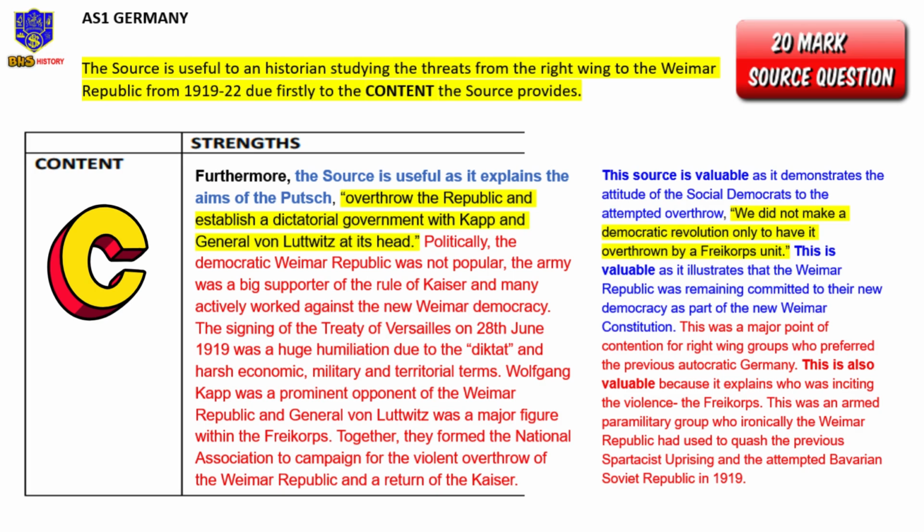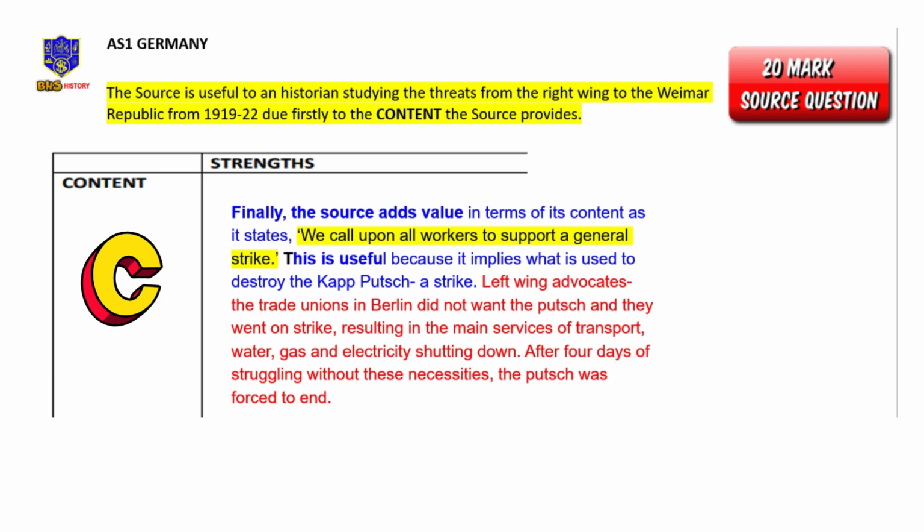And it explains here who's instigating the violence, the Freikorps, and you have to explain who they are, okay? So moving on, you're still using content here. So finally, the source adds value in terms of its content. As it states, we call upon the workers to support a general strike. What is so good about that? Well, we know that this implies what is used to destroy the Kapp putsch. We know that a strike brought the putsch down. So we explain that. Okay, we go through and explain about how all the key public services were shut down. And after 4 days of struggling without these necessities, the putsch was forced to end.